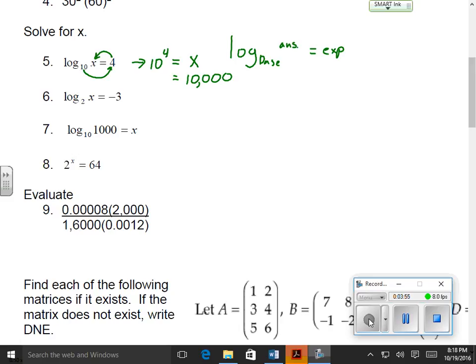Number 6, we have the base of 2 to the negative 3 power is equal to x. If you remember that 2 to the negative 3 is the same as 1 over 2 to the positive 3, which is 1 over 2 times 2 is 4 times 2 is 8.